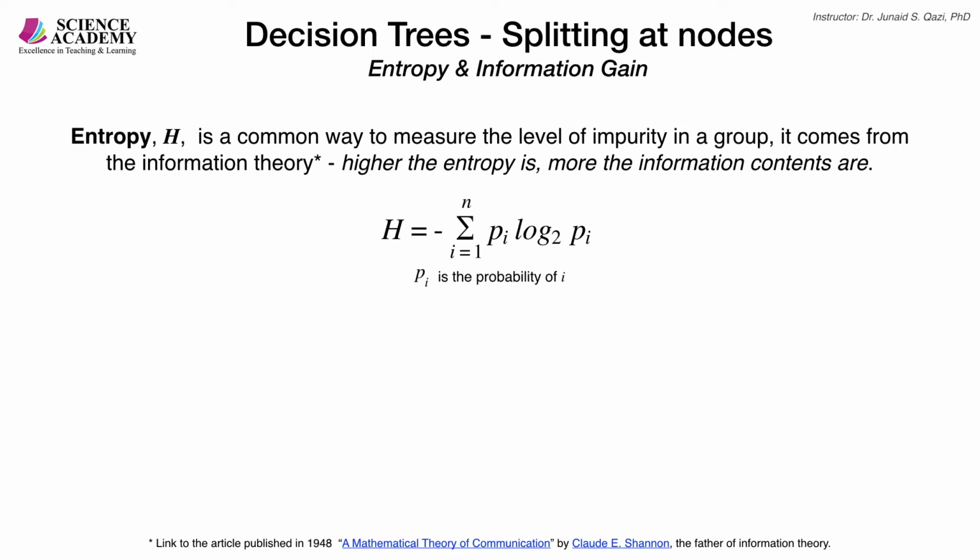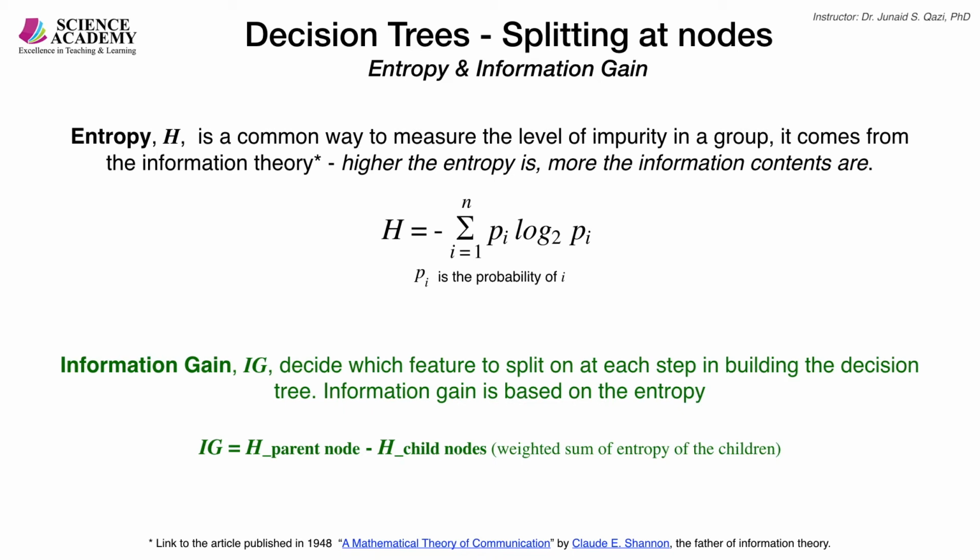Let's talk about entropy first. Entropy is a common way to measure the level of impurity in a group, and it comes from information theory. Remember, the higher the entropy is, the more the information content is. Mathematically, entropy can be written as a sum of the product of the probability of i and its log base 2 value, where i ranges from 1 to n.